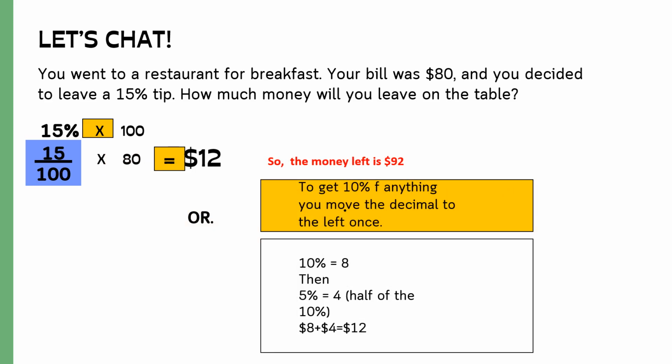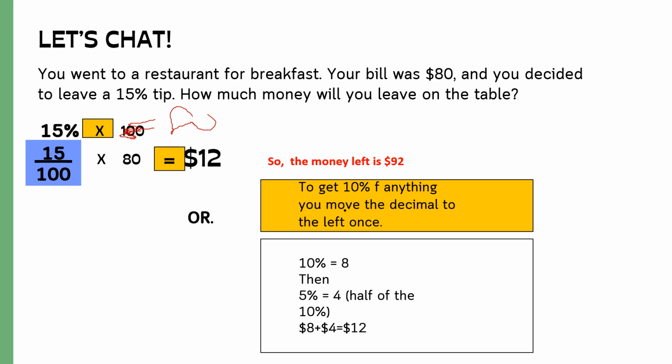All right, let's chat. Another example. You went to a restaurant for breakfast. Your bill was $80 and you decided to leave a 15% tip. How much money will you leave on the table? Right. So we want 15% of 80. So 15%, 15 over 100 times 80, that's 12, right?